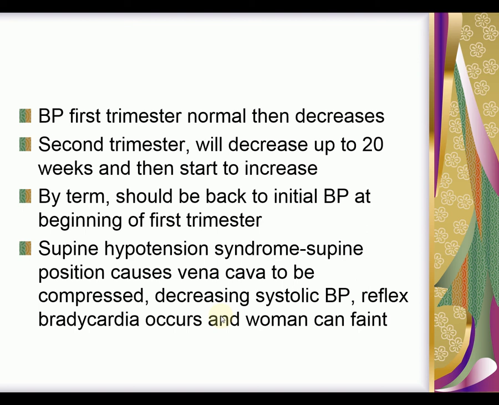For one thing, they faint, but for another thing, if they're in this position and their vena cava is compressed, then we're not getting good blood flow to the baby. If the placenta's not getting good blood flow, we're not getting good oxygenation to the baby, and so our baby suffers. So we want to be sure that we don't put women in this supine position. If we have to put them in a supine position, we should always tilt their pelvis, preferably to the left, because circulation is better that way.